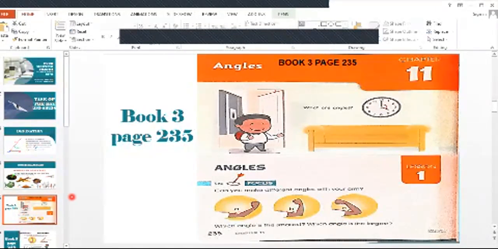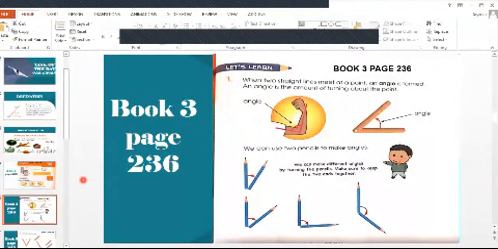Turn the page and everyone come to the next page. The page number is 236. Yes, everyone, open your book 3, page number 236. As I told you, you are going to learn the definitions, and this is something that you need to learn. Just underline this line in your book and learn it.